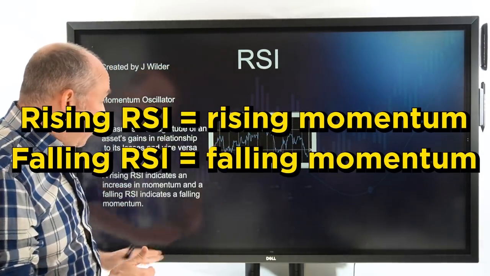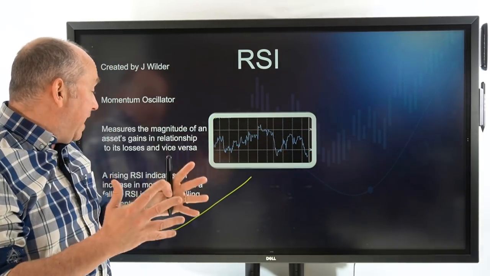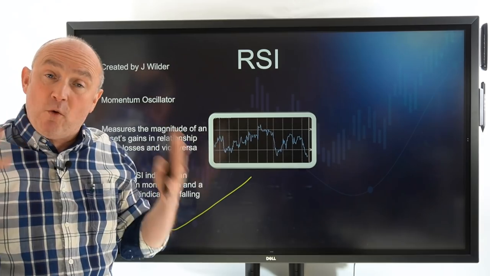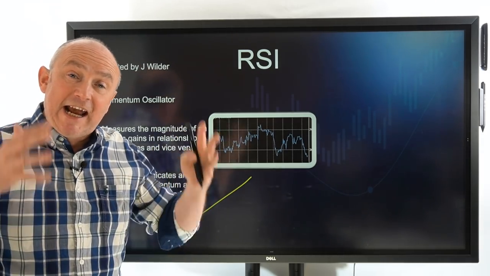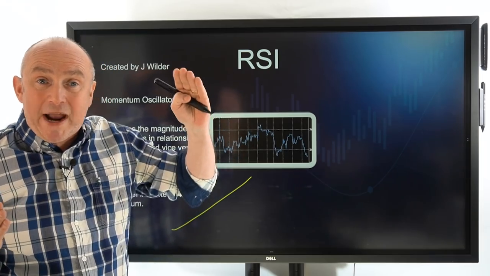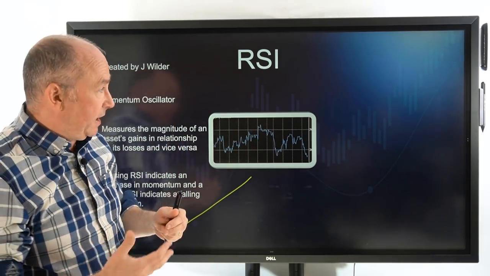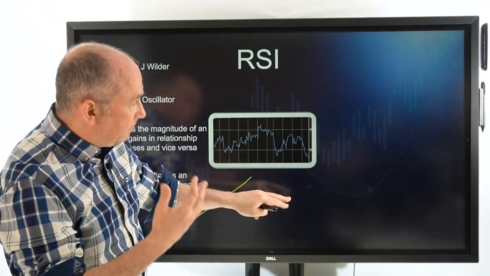Okay, a rising RSI, so an RSI that's moving up, will indicate a rise in momentum. And a falling RSI will indicate a fall in momentum. And when the momentum starts to maybe wane, starts to slow down, that could be indicating a turnaround in that particular trend or in that particular momentum.